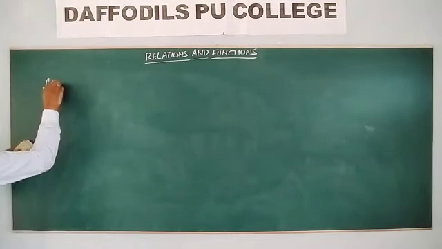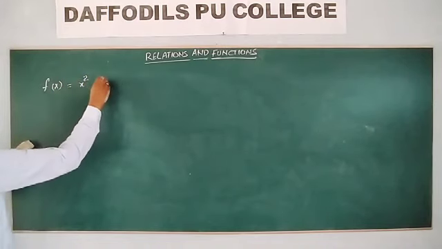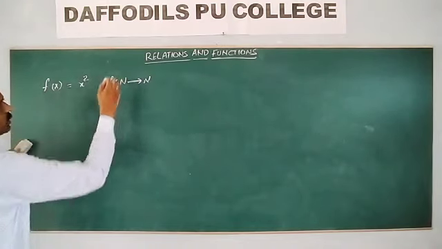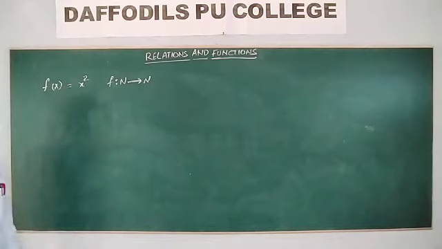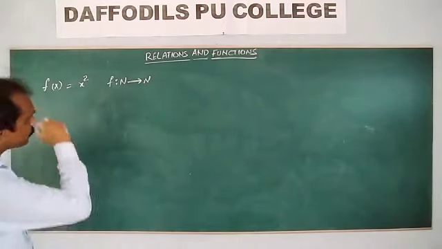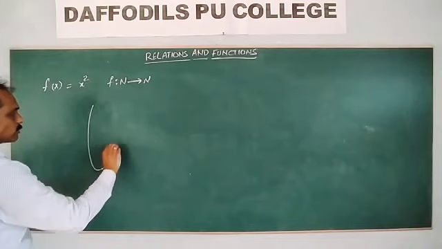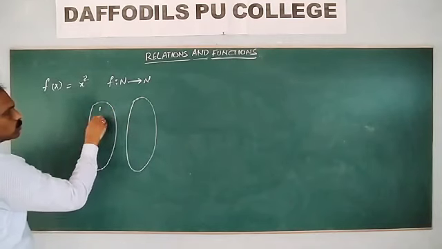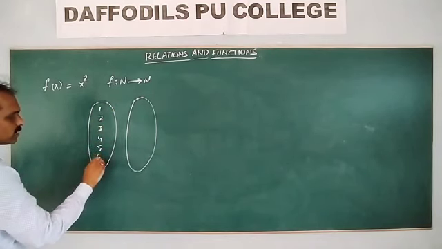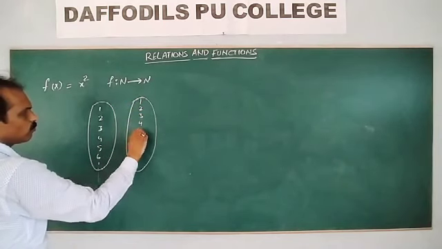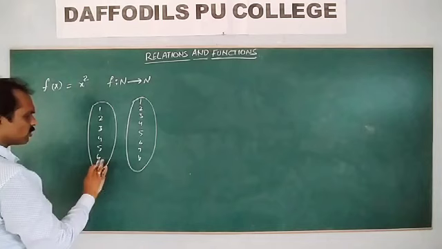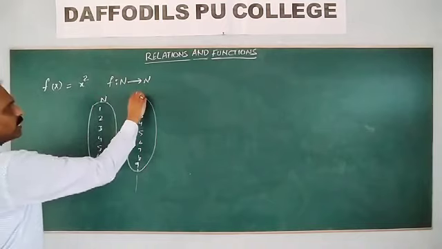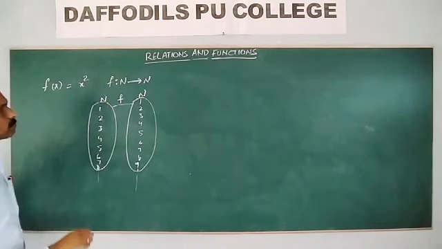Suppose, for example, f of x is equal to x squared. f maps N to N. The set N is 1, 2, 3, 4, 5, 6, 7, 8, 9, and so on. So this is the set N under the function f.